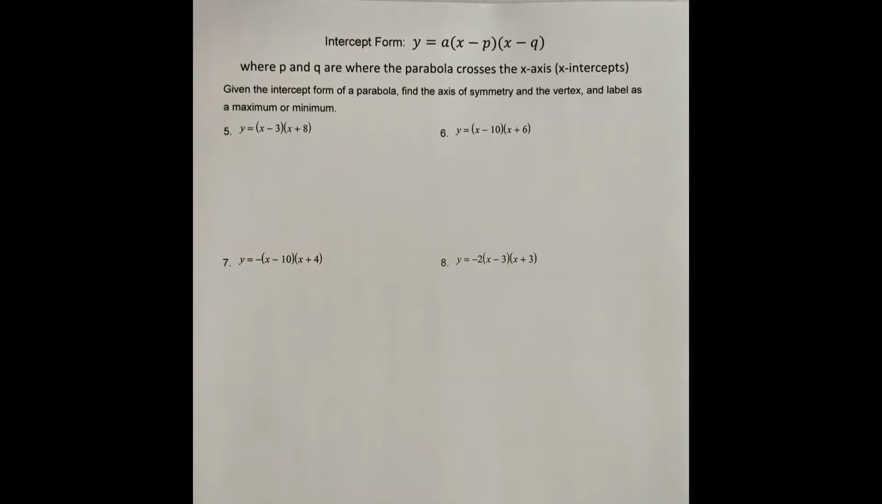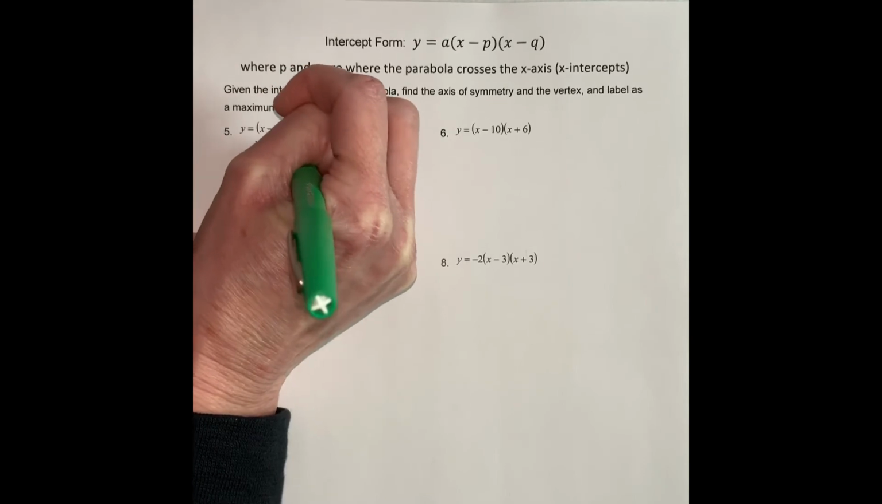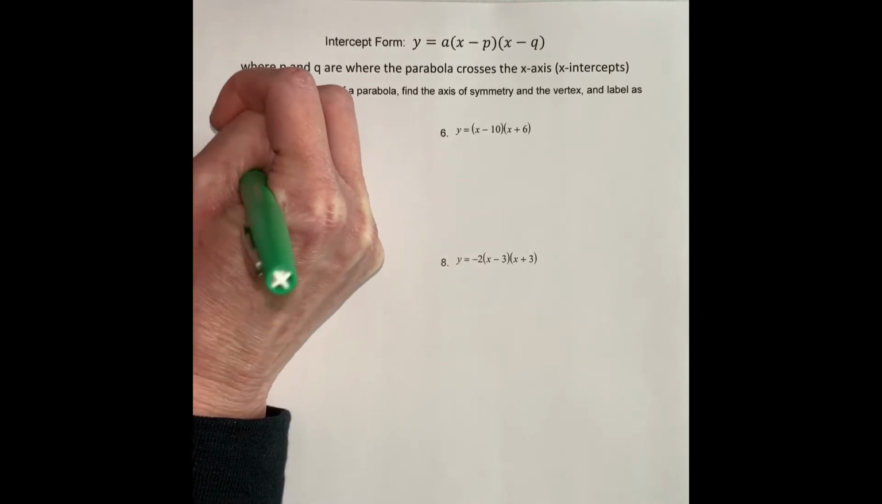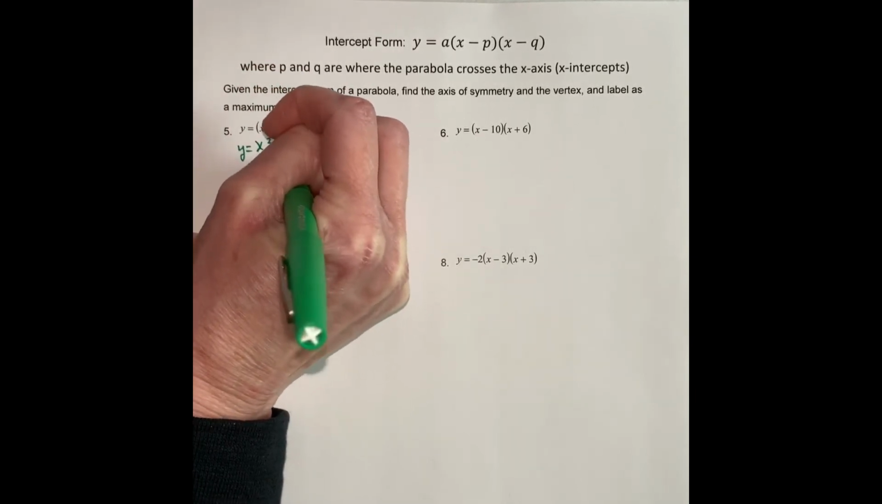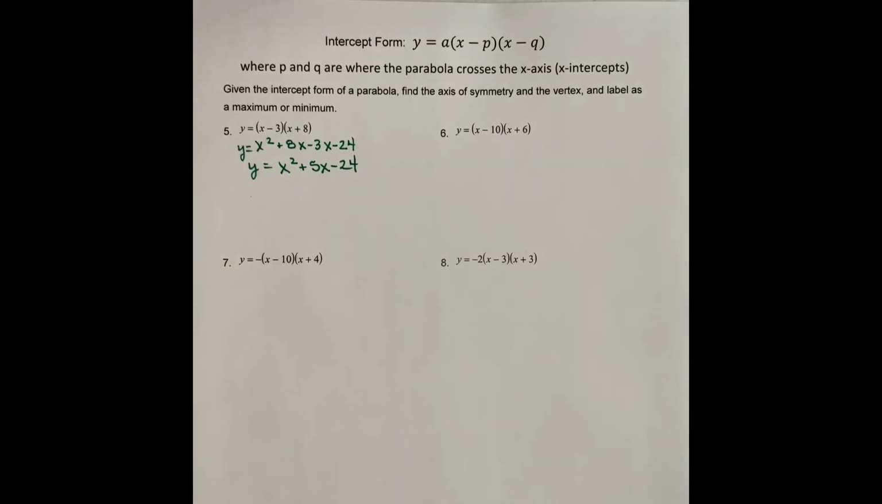Okay, we also need to talk about intercept form, just a different form that a quadratic could be given to us in. And you can see an example of that here on number 5. So if we have intercept form, basically we're going to have to FOIL first, and then we'll use the same process that we used earlier. So first, I put my quadratic into standard form.